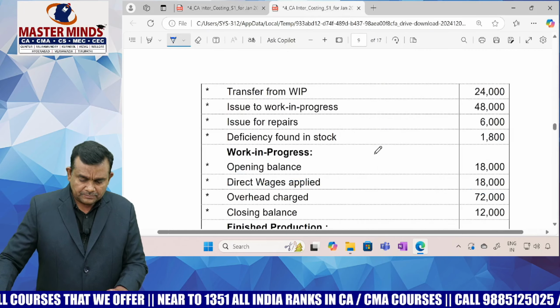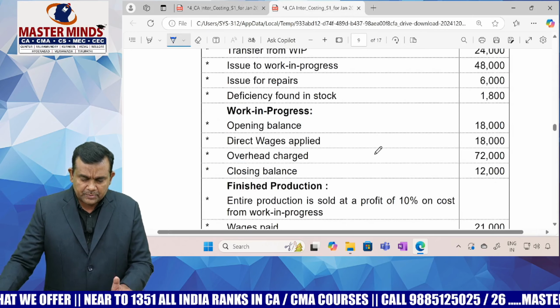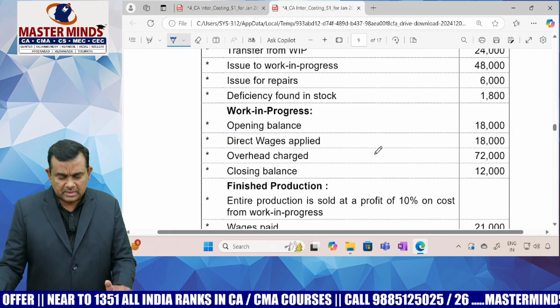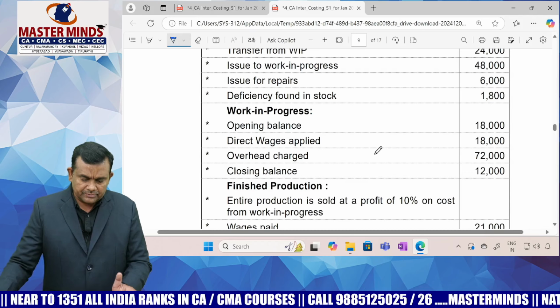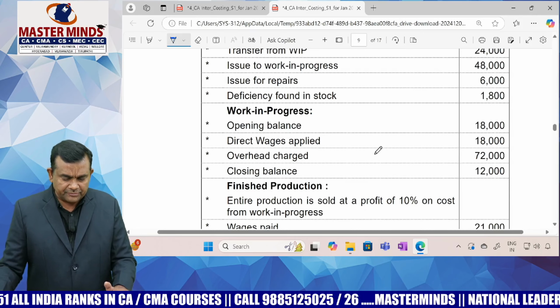Next, work in progress, sir. Opening balance, to balance brought down. Next, direct wages charged to wage control account. Overhead charged to overheads control account. Next, closing inventory of work in progress.